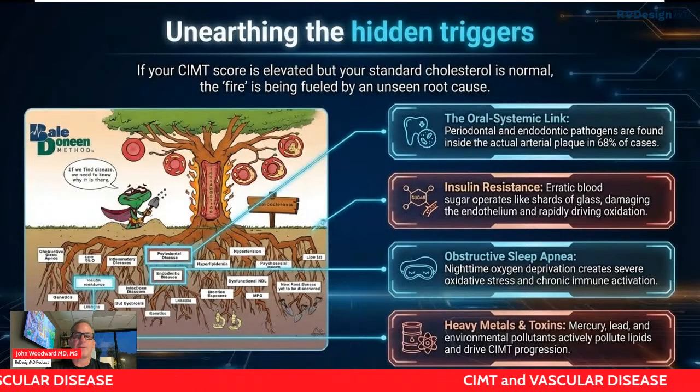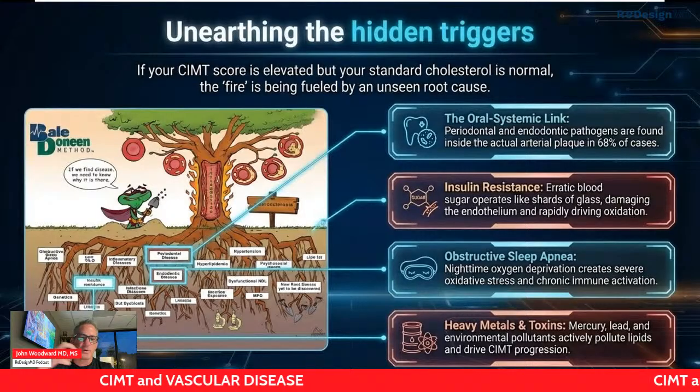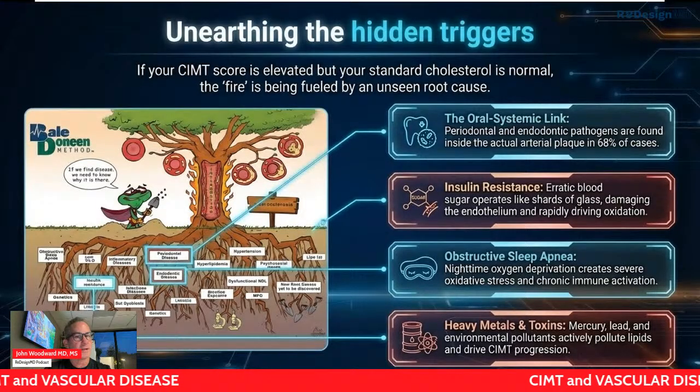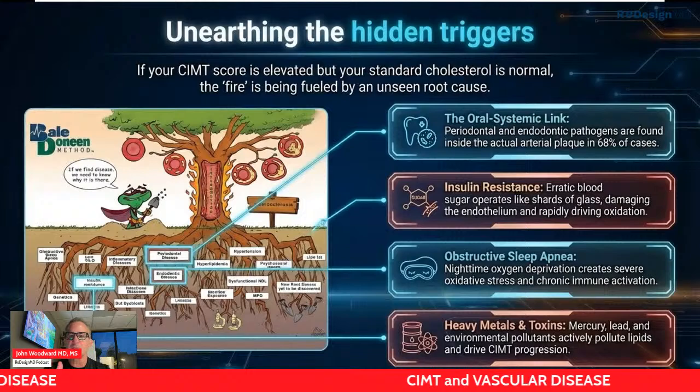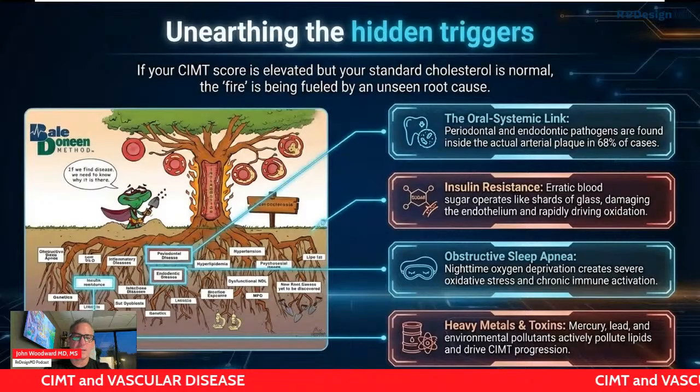Obstructive sleep apnea drives inflammation and oxidative stress. Chronic immune activation: we see these immune cells much more activated when we don't sleep well. Heavy metals, toxins, mercury, lead, this stuff is in our food. It's in our environment. The plastics that we consume, right?